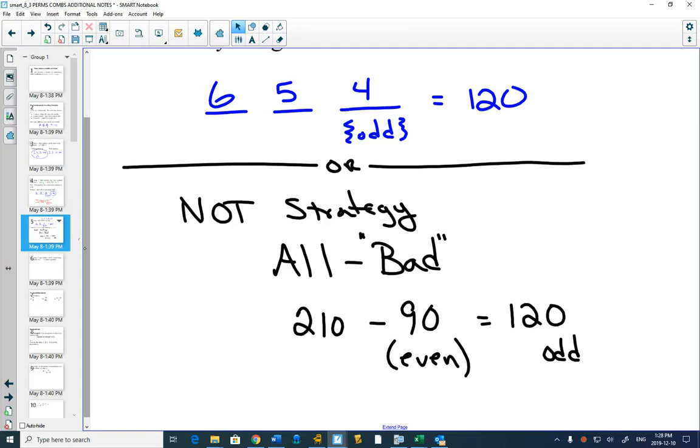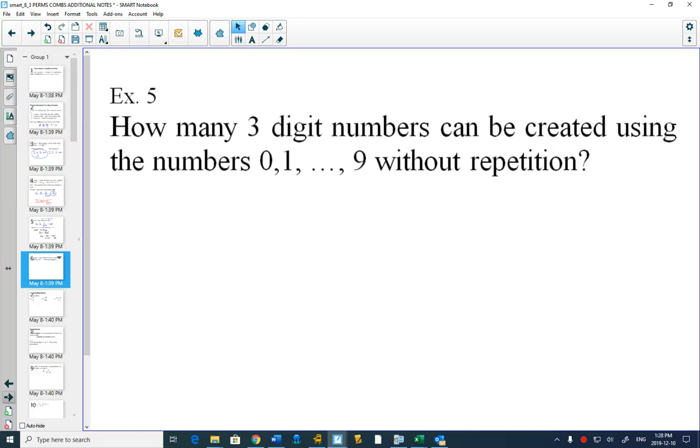So we've already been introduced to sort of 2 new ideas in this class. The restriction, dealing with the restriction first, and now the not strategy. So those are new ideas. The spaces, you've already learned that. Okay? How many 3-digit numbers can be created using the numbers 0 to 9 without repetition? So again, try this first on your own.